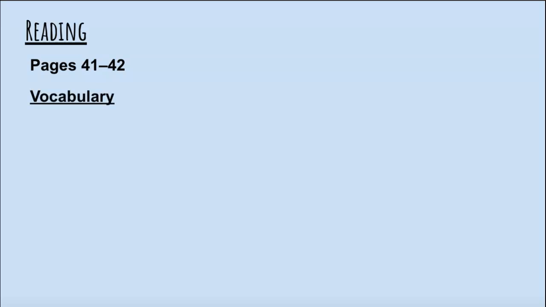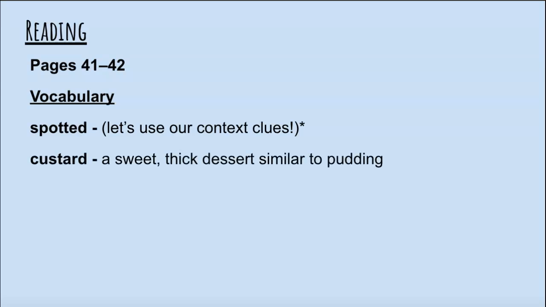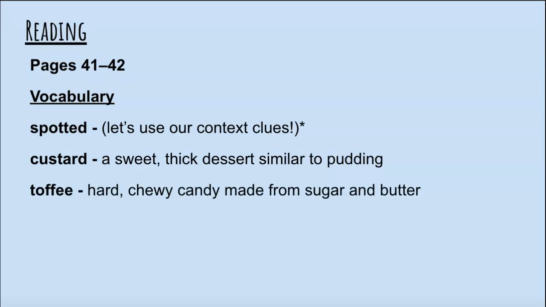Let's look at pages 41 and 42. Spotted. This has an asterisk, but we're going to fill this in after you read, using our context clues, meaning the sentences around the word. Custard. It's a sweet, thick dessert similar to pudding. If you've ever had a coconut custard, oh, that's my favorite kind of pie. Toffee. This is a hard, chewy candy made from sugar and butter.